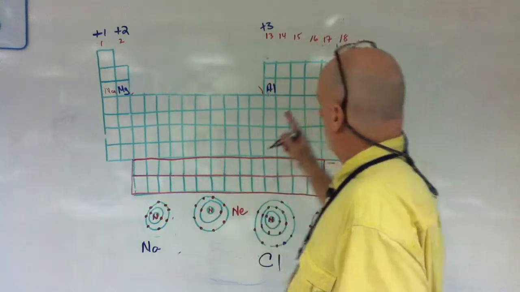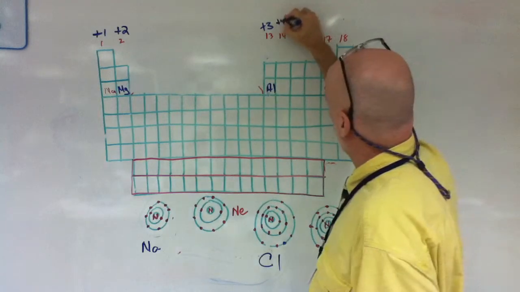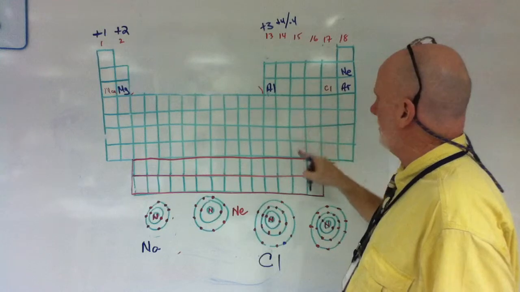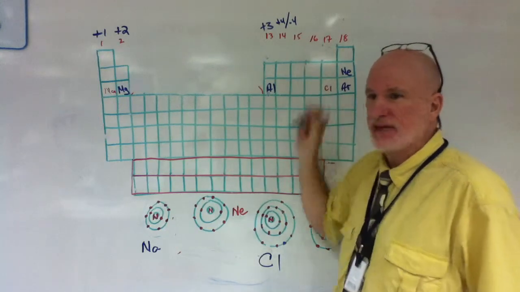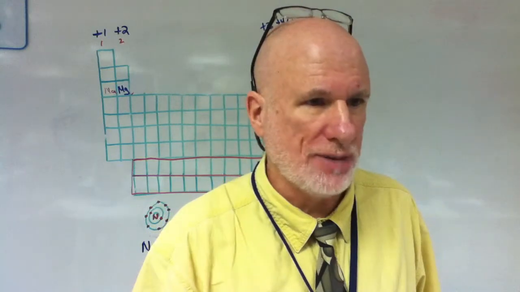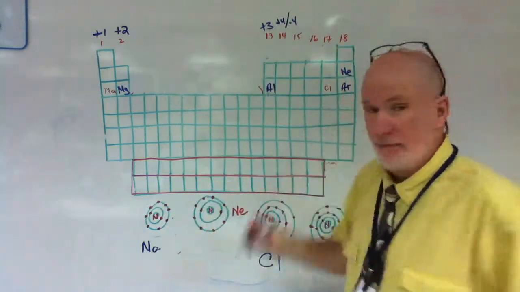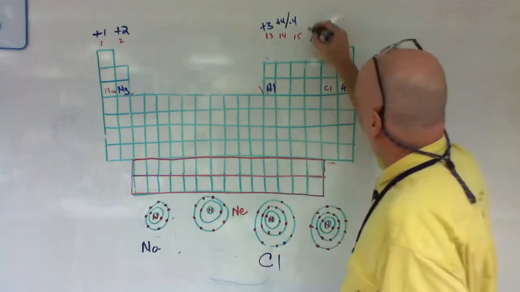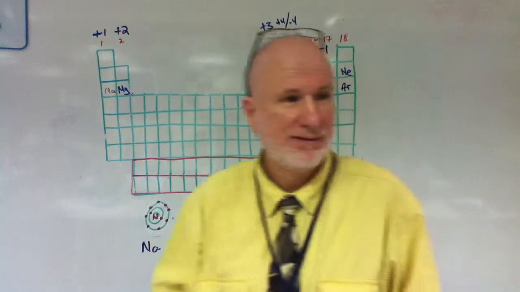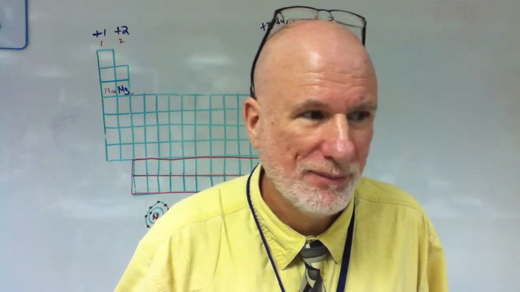So, let's continue. So this is going to be plus 4, minus 4. What about these elements? Are they going to give up 5 or take on 3? What do you think the odds are? Take on 3. So what's their charge going to be? Minus what? Minus 3, right? Minus 2, minus 1. Easy? Yes? And how do you name them?